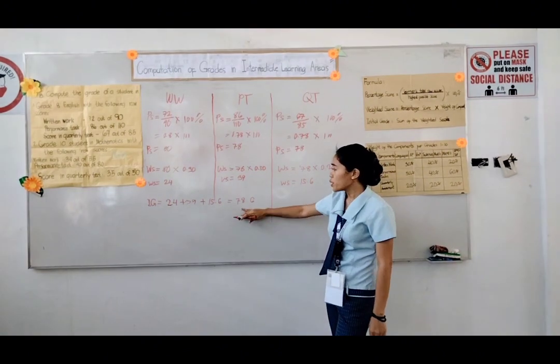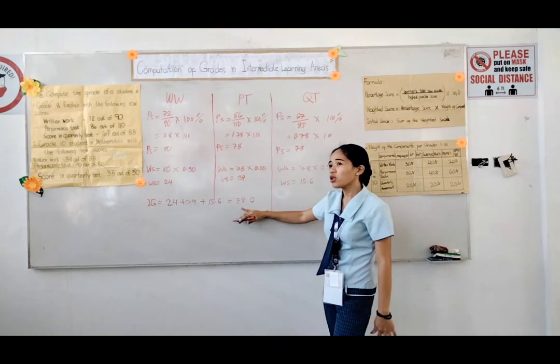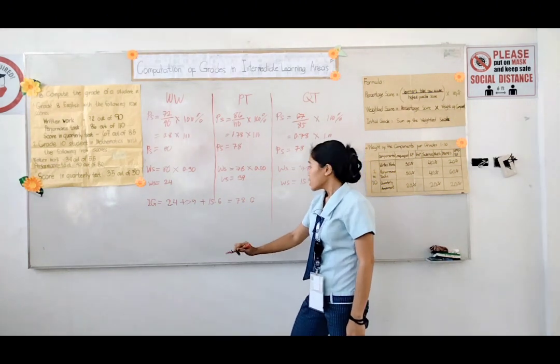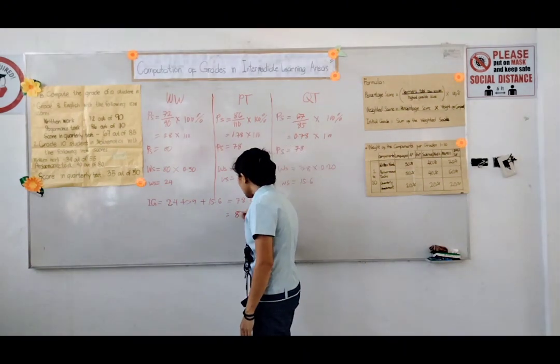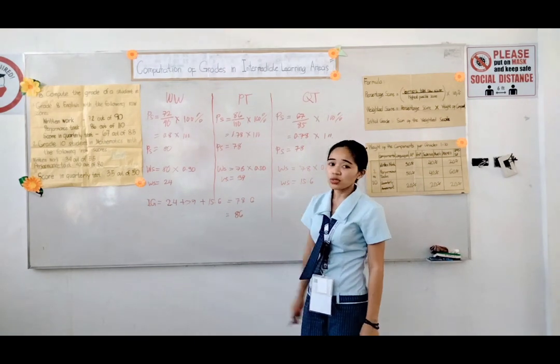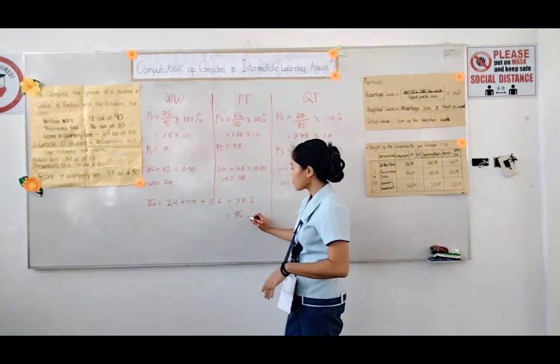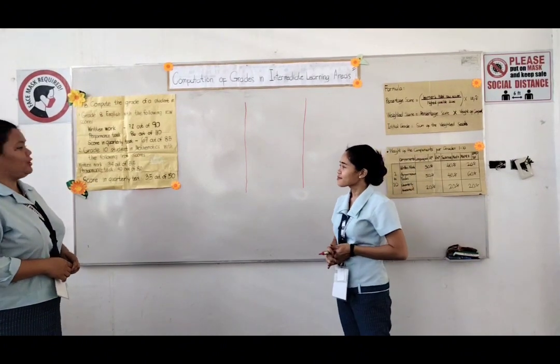And when we transmute it according to the transmutation table provided by the DepEd, the final grade is 86. 86 is the final grade of a grade 8 student in English. So now let's proceed to number 2.